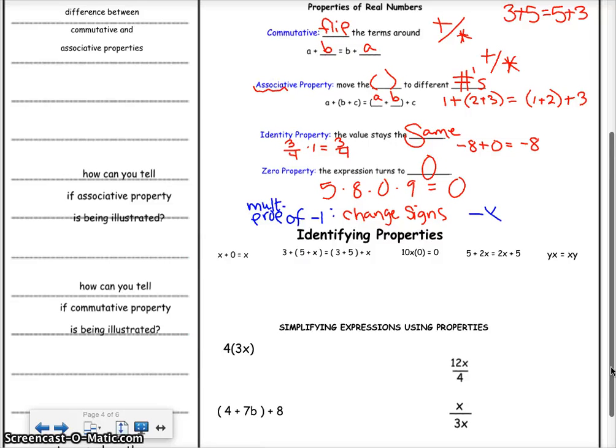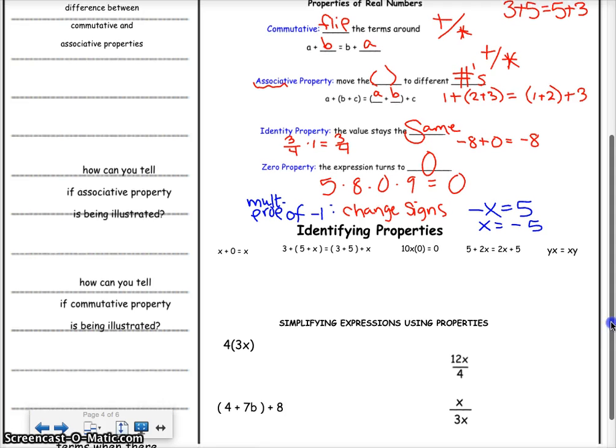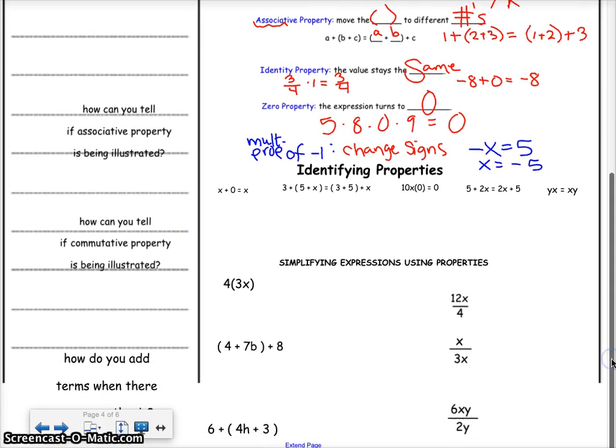If you have something like negative x equals 5, x is not solved for. X is negative. So you'd want to change the signs of both of them. You utilize the multiplication property of -1. That means you times through by -1, it will change the sign. So that would be x equals -5. Okay? So multiplication property of -1 is just when I change signs from a positive to a negative or negative to a positive.